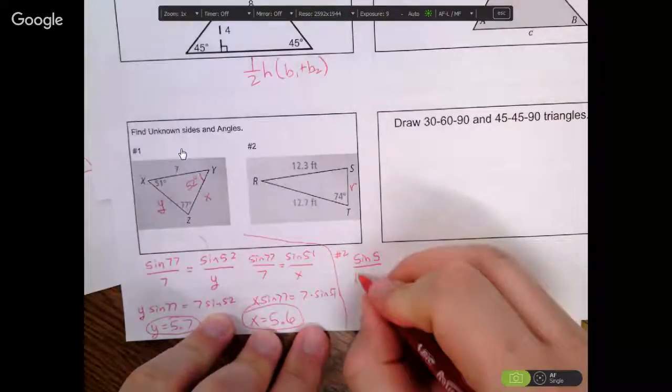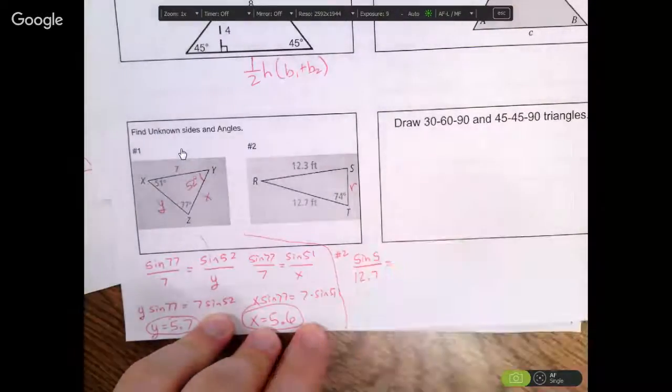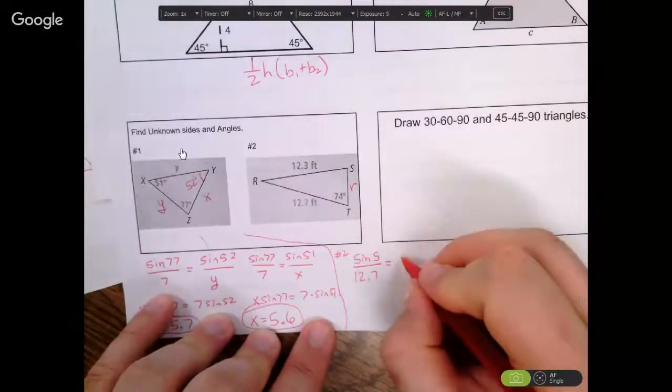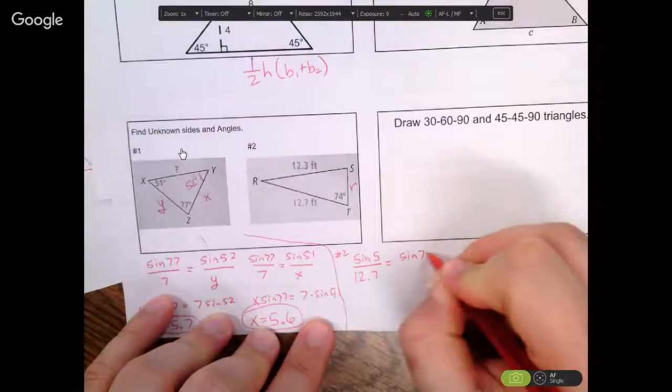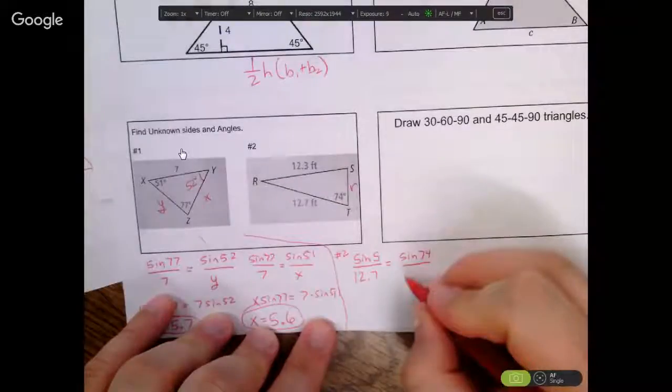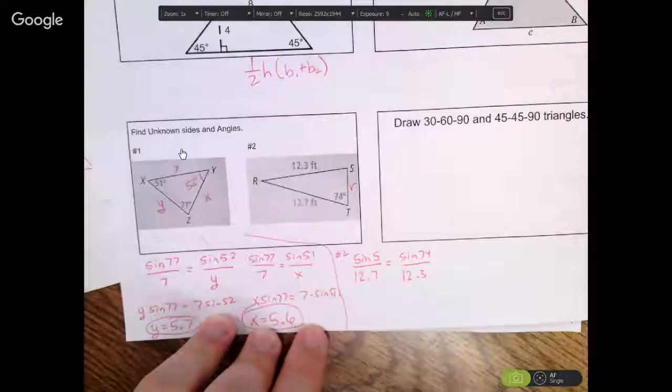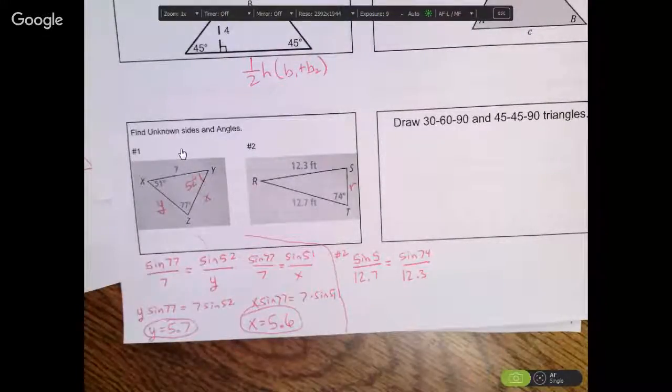12.7 equals sine of angle C, sine of 74 over 12.3. Could I have chosen sine of R? Wait, don't we have to... No, because you don't have it and you have two variable things.